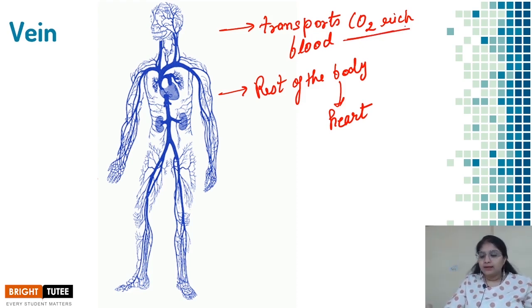What happens is that this carbon dioxide rich blood reaches the heart, and from there it goes to the lungs, and the lungs are able to exhale the carbon dioxide, right?